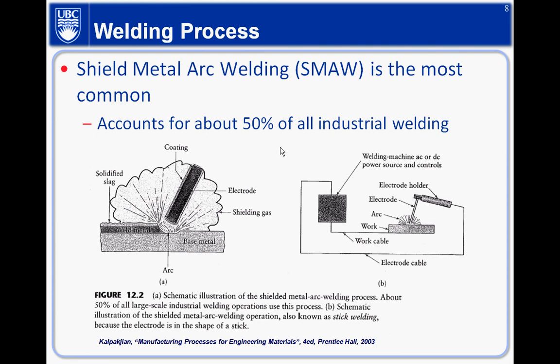So the first one is the stick weld, shielded metal arc welding. This is the most common one. It accounts for about 50% of all industrial welds. The stick here has a coating outside it. The coating is called flux. Inside is the core, and that's basically the filler material.